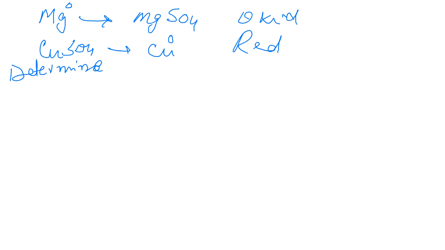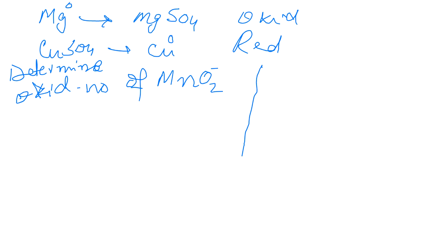Determine oxidation number. Suppose you have the oxidation number of MnO2 minus, and another one you have, H3PO4. So you have to determine the oxidation number of phosphorus, and here the oxidation number of manganese.